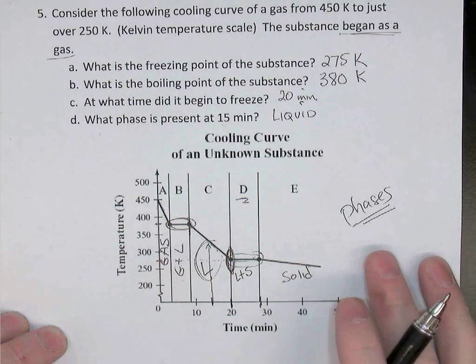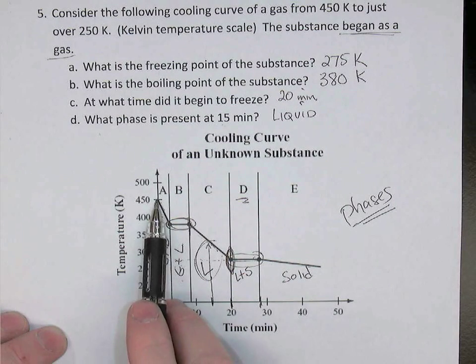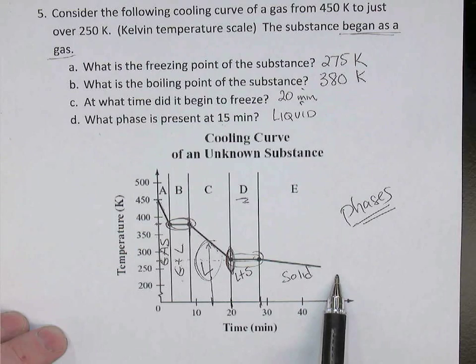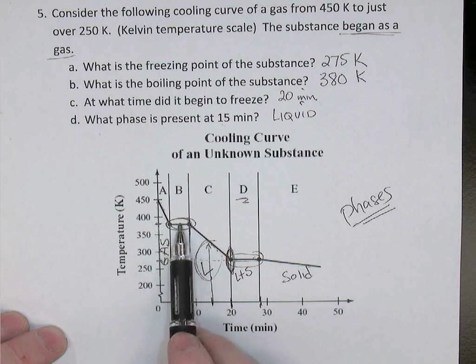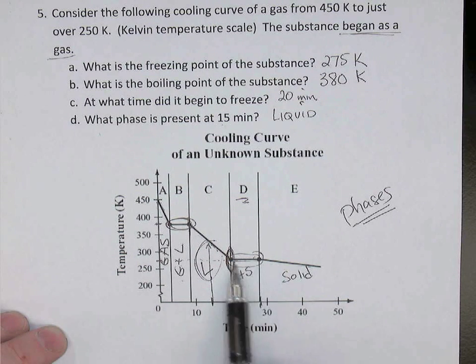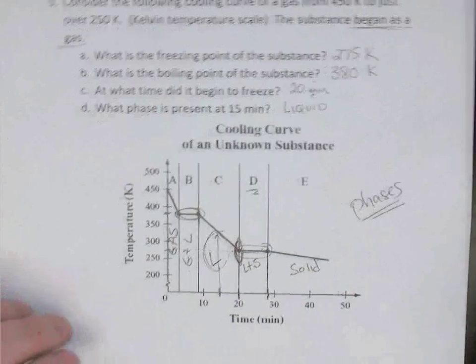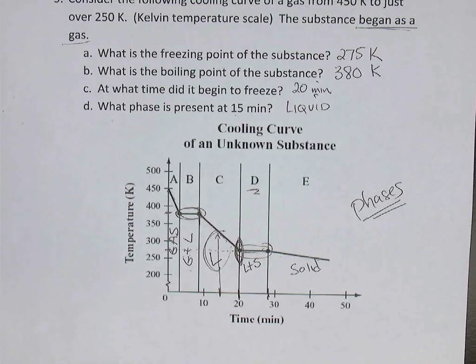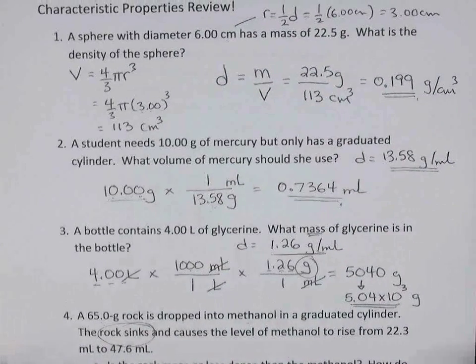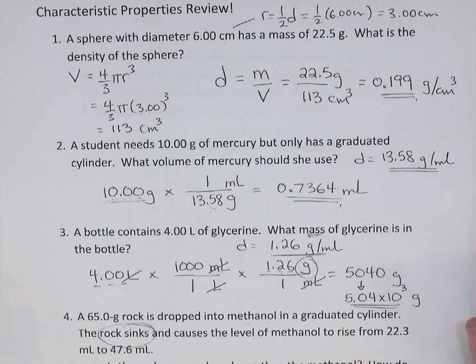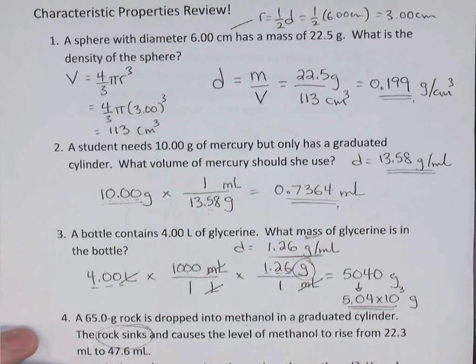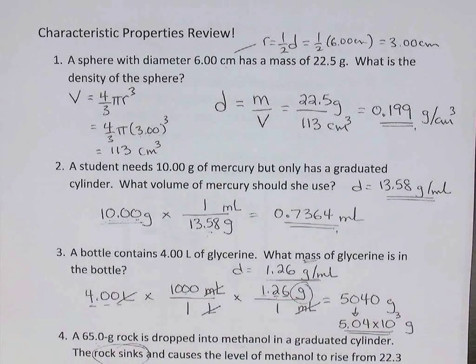So there's a cooling curve of a substance from a gas all the way down to a solid state. We saw a boiling point here, a freezing melting point here, and we know the different phases present at each part of the curve. So that's not everything you need to know for your test, but it is a good overview of some of the things that are on the checklist for the characteristic properties test. This would also be a good thing to use as a review for your final exam of this unit as well. So good luck with your studying.